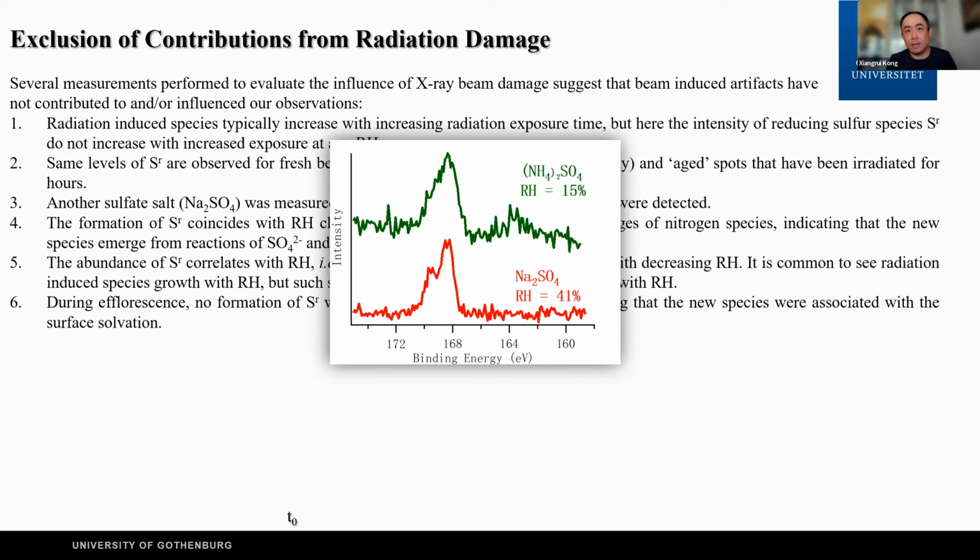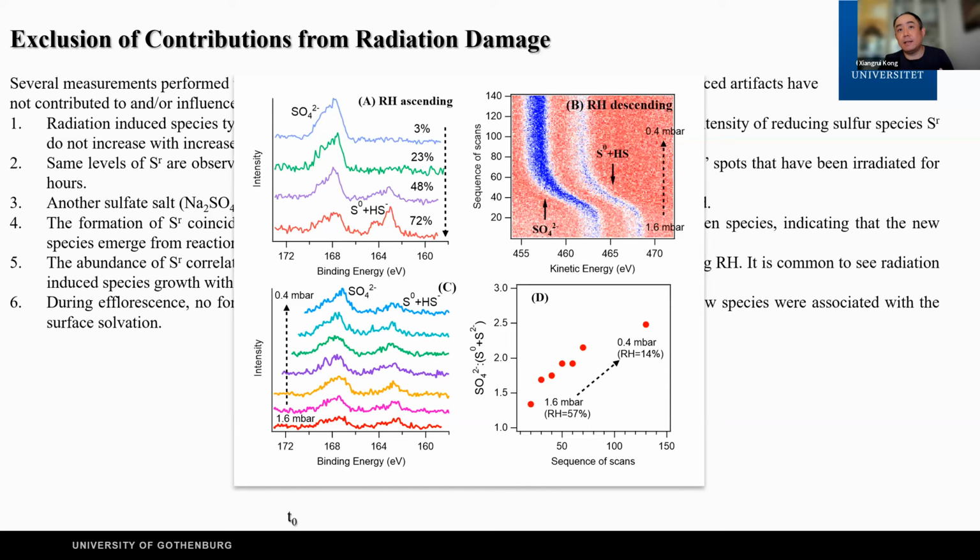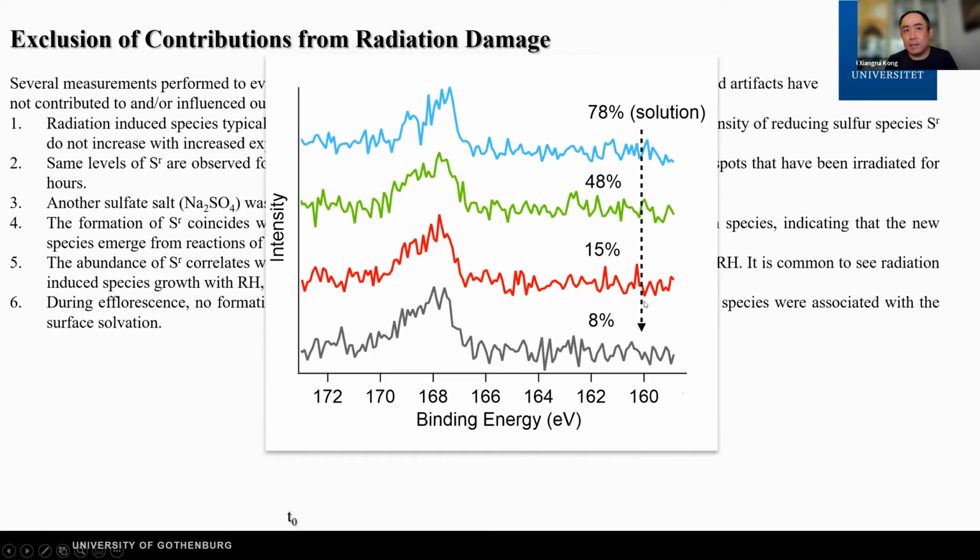And we also tested the RH dependence. We also tried the temperature dependence, because we can change the RH by either changing the temperature or the pressure. We tried both, and we ruled out a couple of possibilities. This cannot be due to the temperature as well. It's related to the RH. And this is quite interesting.